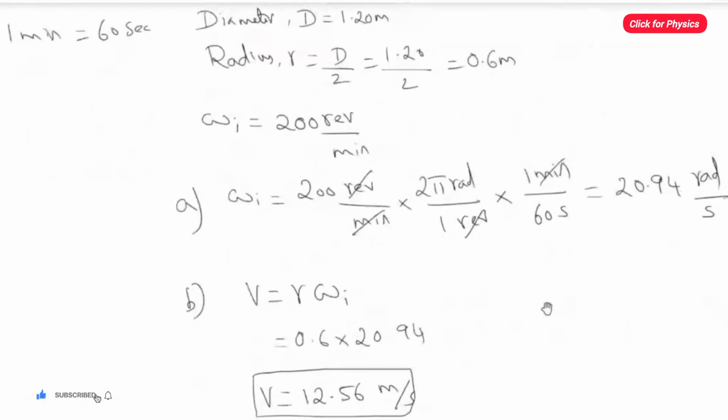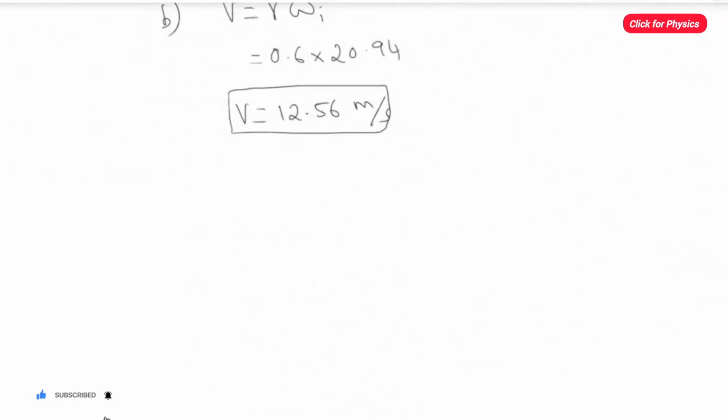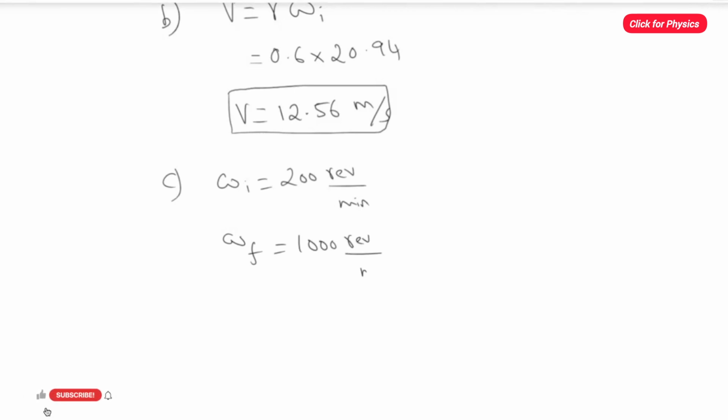So for the third part, let's rewrite the given one more time. What is given in the question? Omega I, which is already given as 200 revolution per minute. We no need to convert. And then your angular speed has the final value as 1000 revolution per minute, which is already given in the question. And also they gave the time, which is 60 seconds. If you want to give the answer for alpha in terms of revolution per minute square, we have to convert that second to minute. So 60 seconds is equal to how many minutes?